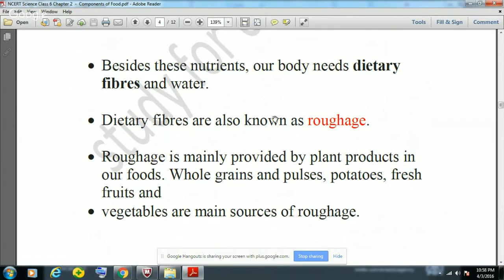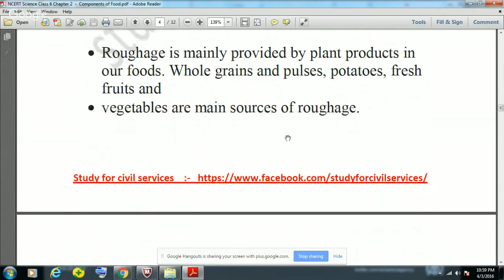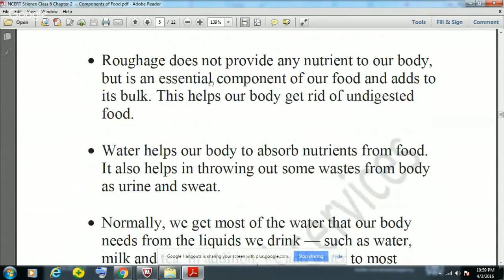Dietary fibers are also known as roughage, which we take along with the food. We always take the salad, which contains radish and onion and all the raw vegetables like tomato also. So roughage is mainly provided by plant products in our foods. Whole grains, pulses, potatoes, fresh fruits and vegetables are main sources of roughage. Roughage does not provide any nutrient to our body, but it is an essential component of food and adds to its bulk, and this helps our body get rid of undigested food. So roughage actually helps in digestion of food.